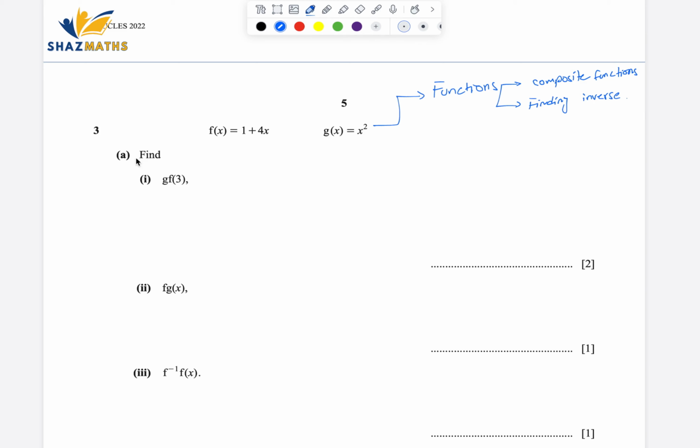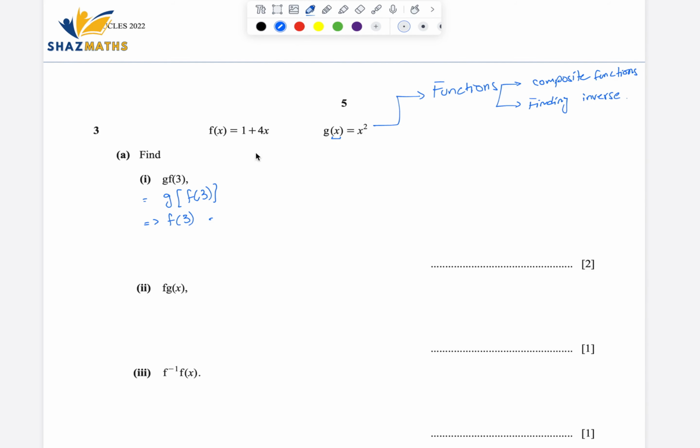Okay, let's start off. So it says find g of f of 3. We can see the definition of f of x is 1 plus 4x, g of x is x squared. So first I will write this as g of f of 3. What does that mean? In the definition of g of x, wheresoever there was x previously, I have to replace it by f of 3. So let's find out f of 3 first.